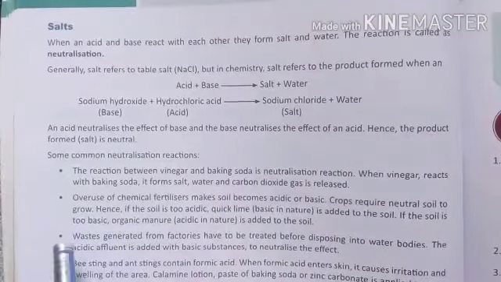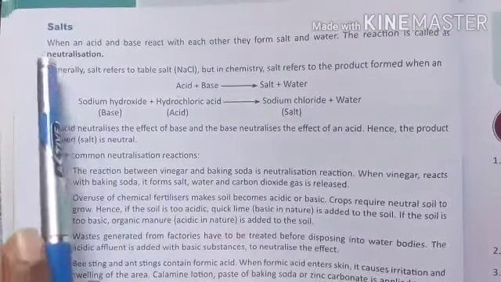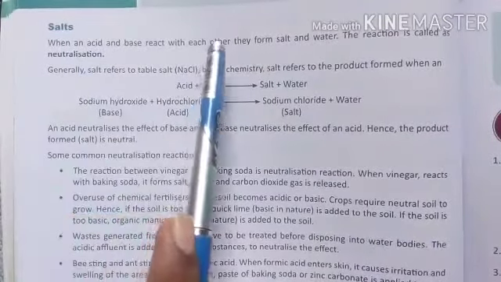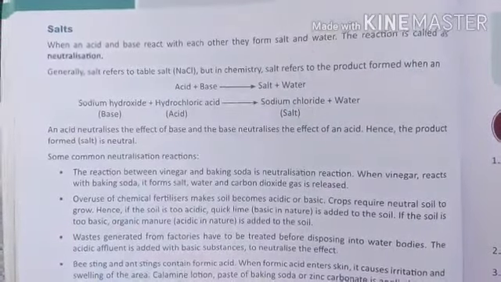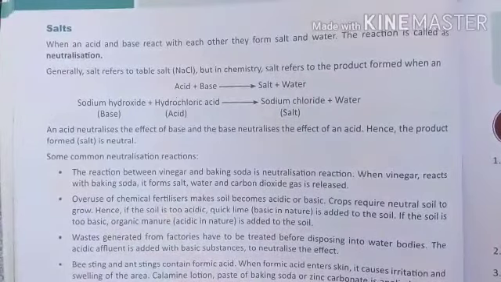So now we are going to discuss salt. And what is a salt? When acid and base react with each other, they form salt and water. How is the salt formed in the chemistry lab? When we use base and acid in equal amounts, only then will the salt form.